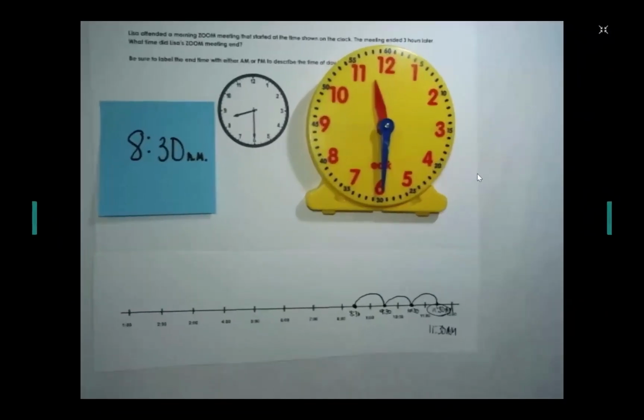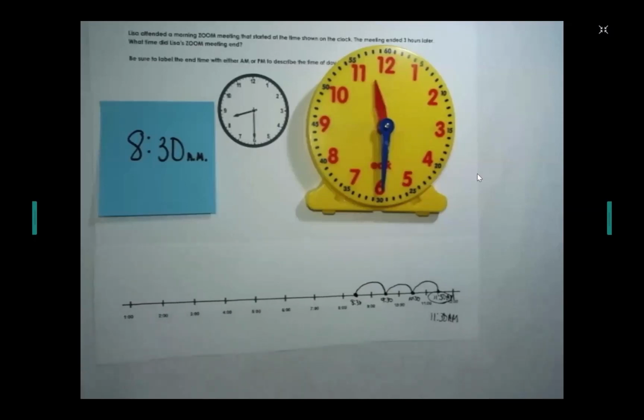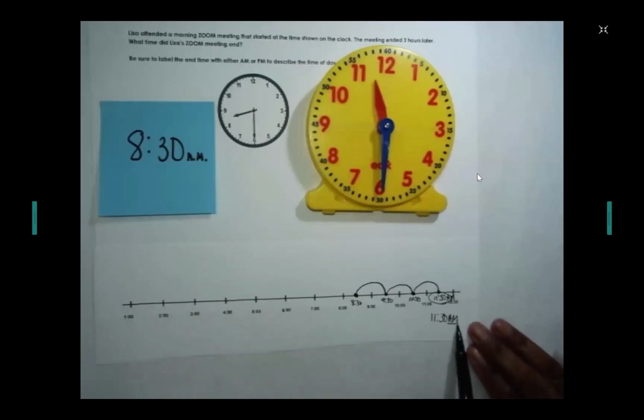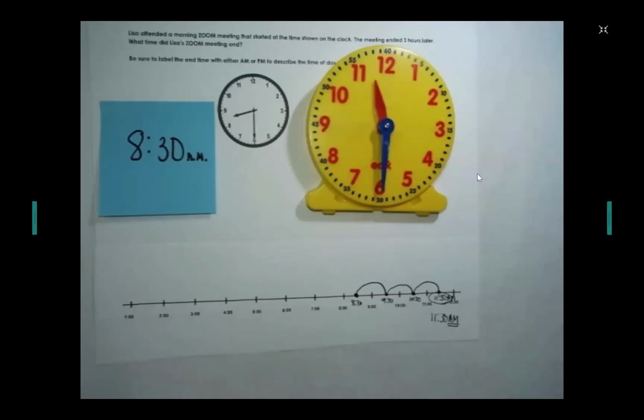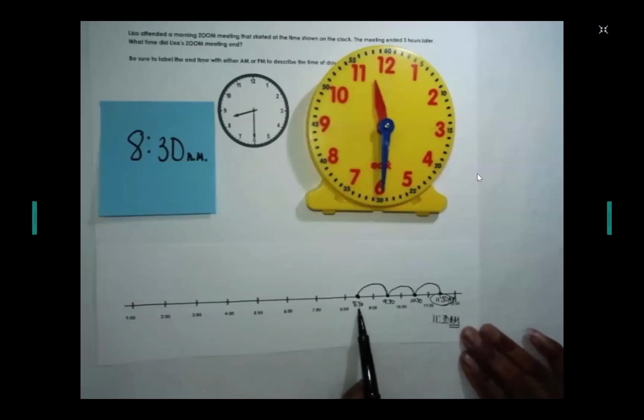I have answered all parts of my problem. I had to determine the time that Lisa's Zoom meeting ended. We know that it ended at 11:30. And I also had to use either AM or PM to describe the time of day, and we determined that that time of day was AM. So teachers, just know that this particular problem is an elapsed time problem where the end time is unknown, but we could also have problems where we are given the start time, 8:30, and then given the end time, 11:30, and then students can use the timeline to jump to find the elapsed time.